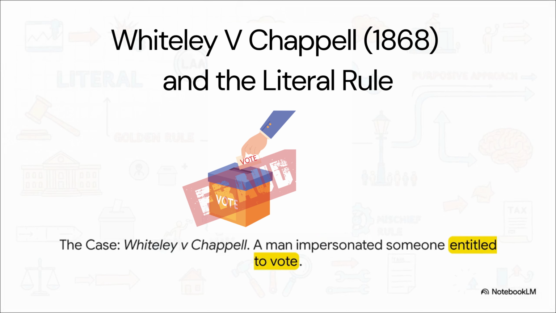And that brings us right back to our opening riddle about the dead voter. This comes from a real case called Whiteley v Chappell. So here's what happened. A guy was charged with voter fraud because he pretended to be someone on the voting list. But it turns out that person was dead. The law he broke said it was illegal to impersonate any person who was entitled to vote.